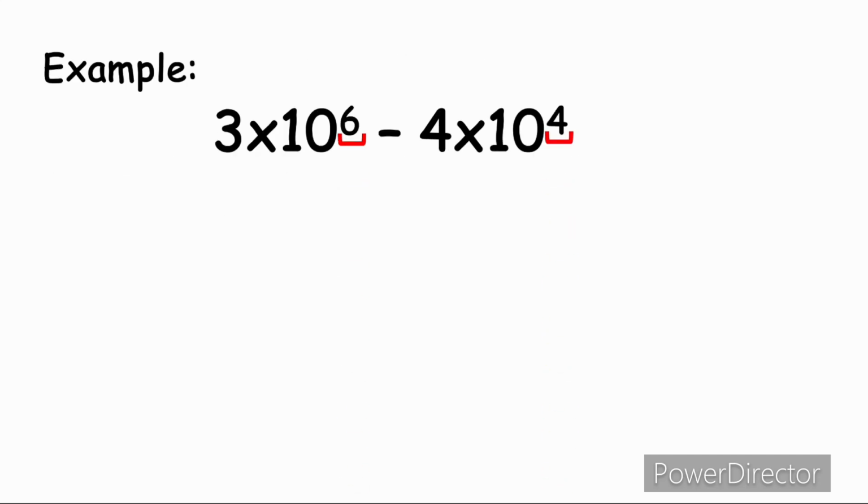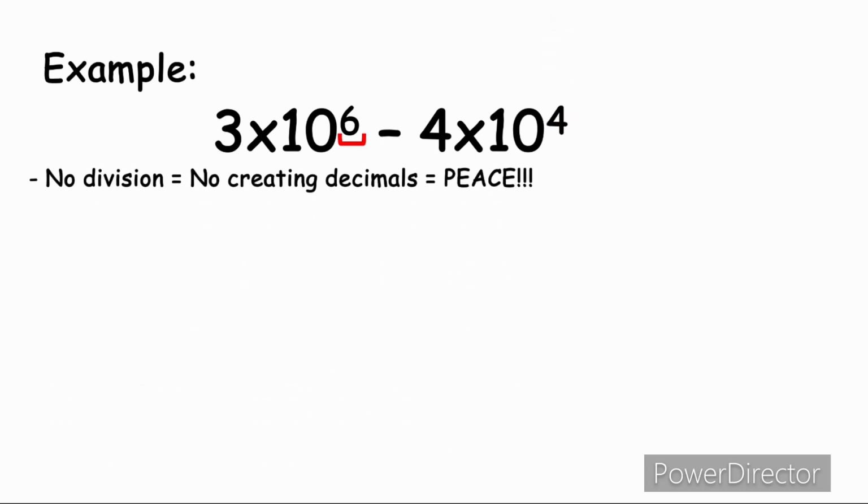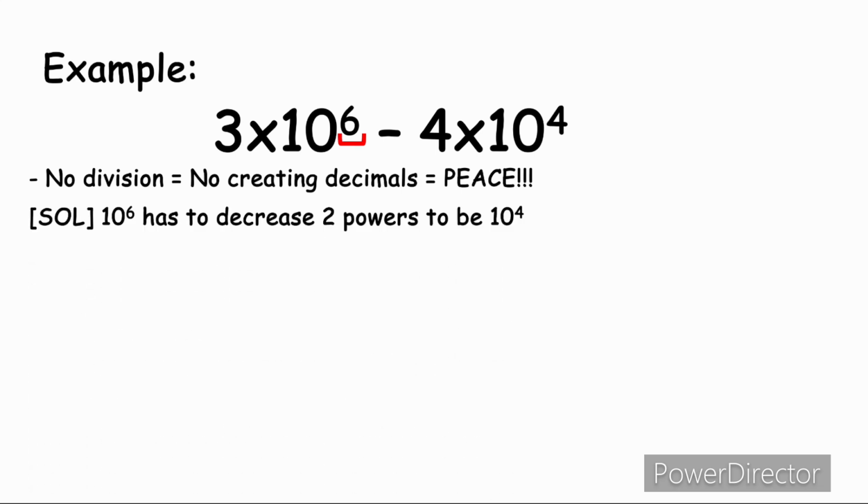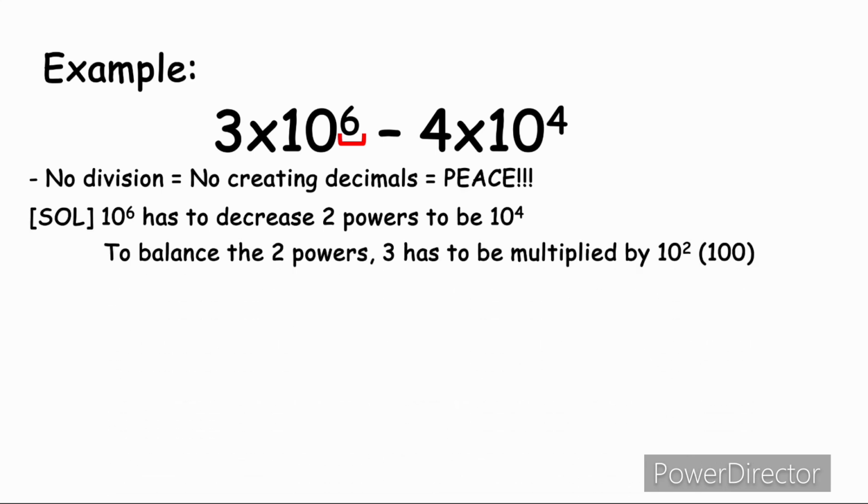You can convert either of the numbers, but what I will usually do is to convert the number with a larger power of 10. This is to prevent any existence of decimals, which will just make the calculation harder. In this case, we want to convert 10 to the power of 6 to 10 to the power of 4. This means we want to decrease the power of 10 by 2. As a result, we have to multiply 3 by 10 to the power of 2 to balance out the decrease in power to maintain the value, giving us 300 times 10 to the power of 4.